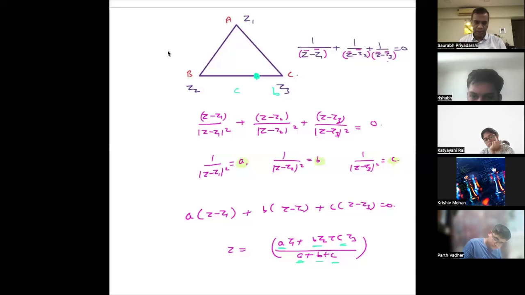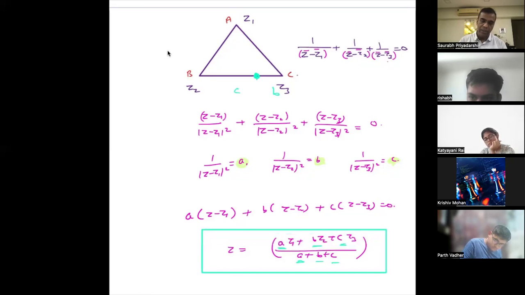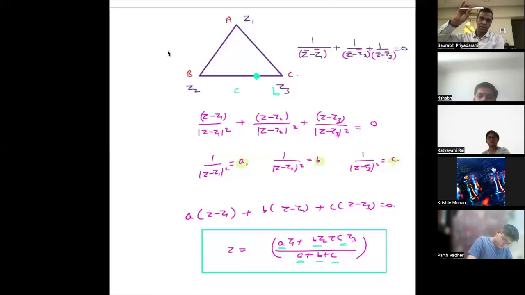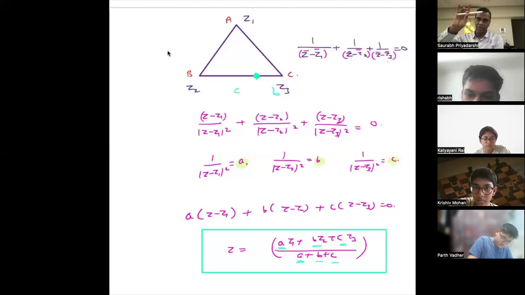Now, Z is not in the center in this case. Z looks like it is in the center, but Z is not in the center, right? We are saying that if A, B and C are positive, the positive ratio of any division will give you an answer in between that segment.